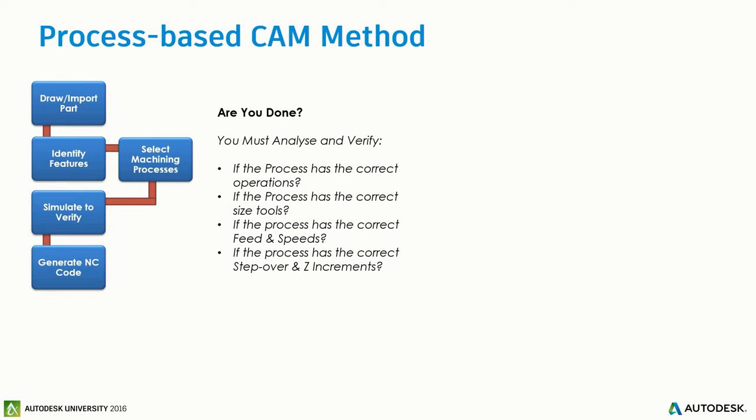Process-based CAM system uses predefined processes and applies them to your current part. This would have made this part simpler than an operation-based CAM system. However, a process-based system lacks the intelligence that FeatureCAM has, meaning that you would still need to analyze each process and verify that it will in fact work in this particular case.